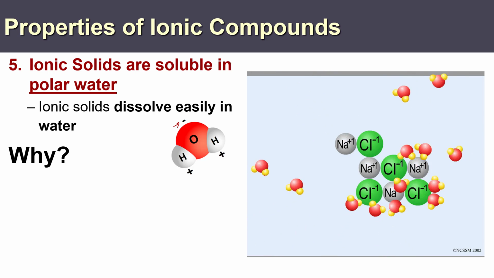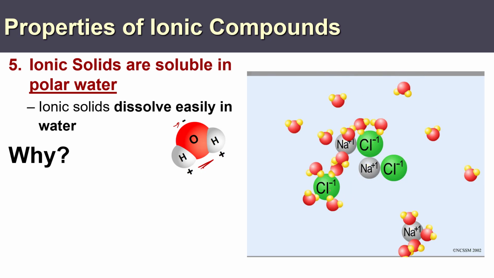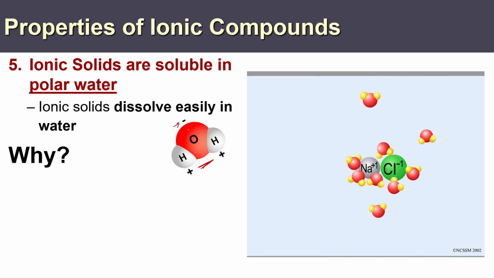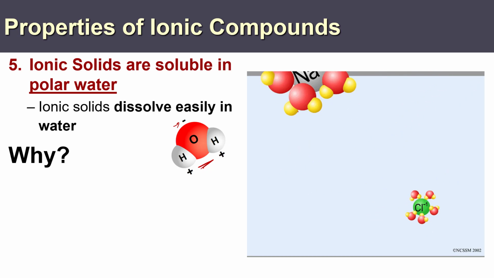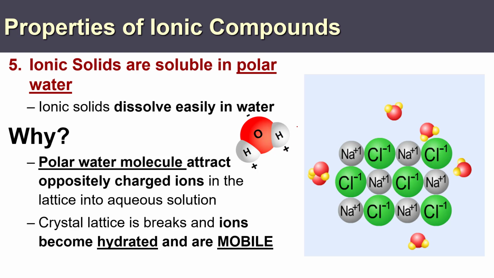You will notice that the positive hydrogen side of the water will attract the negative anion in the lattice, while the negative oxygen end of the water will attract the cation and pull it into solution. It's actually pretty cool if you think about it. Polar water molecules attract the oppositely charged ions of that lattice into the aqueous solution.